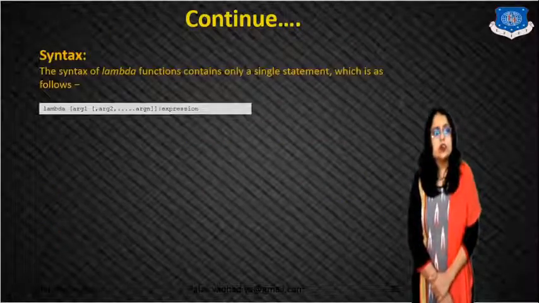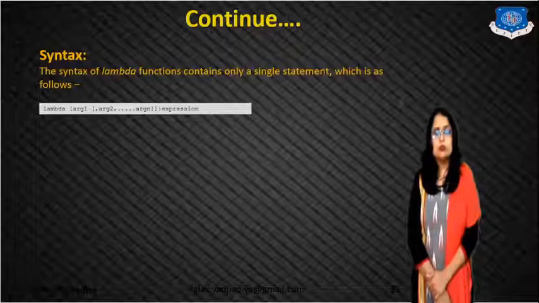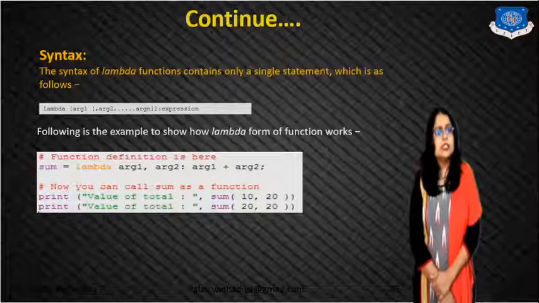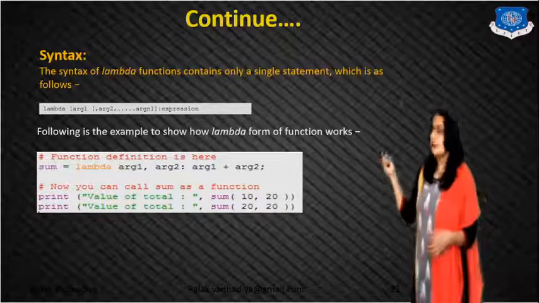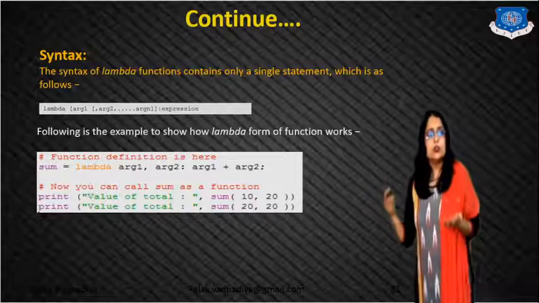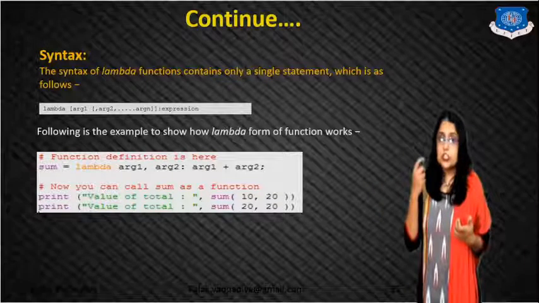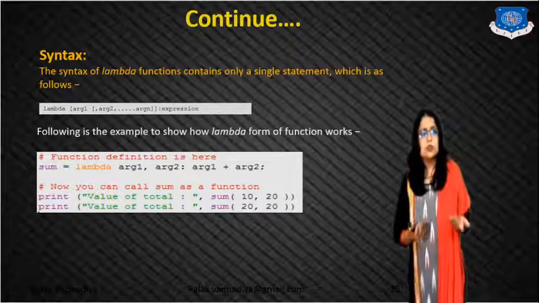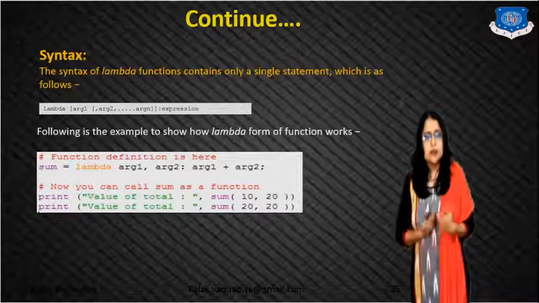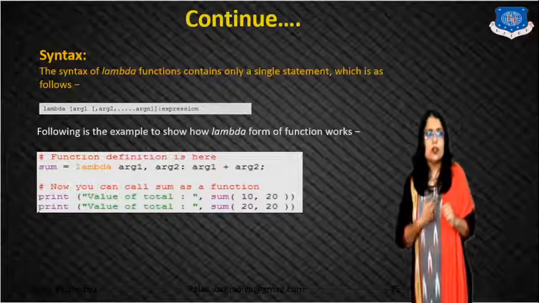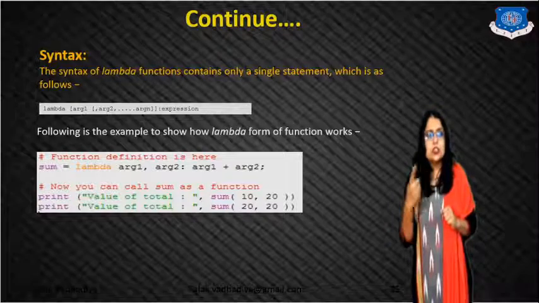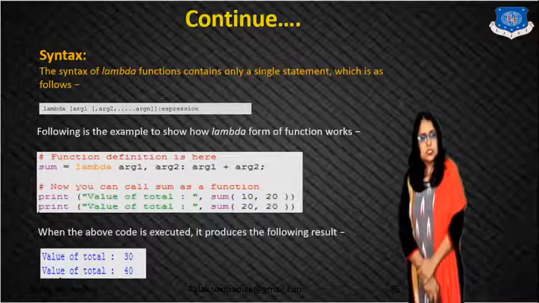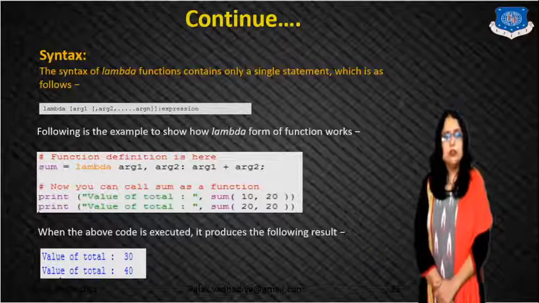Now here the syntax is: lambda, then arguments 1, 2, 3 up to any number of arguments, then you write the expression. Let's discuss one example. Here sum equals lambda, argument 1 and argument 2, and the expression is just adding these 2 values. When I want to call this function, I simply use the variable sum and pass 2 values, argument 1 and argument 2: 10, 20. Second time it is 20, 20. So the first answer is 30 and the second answer is 40.